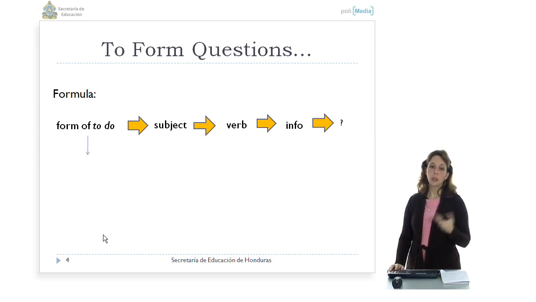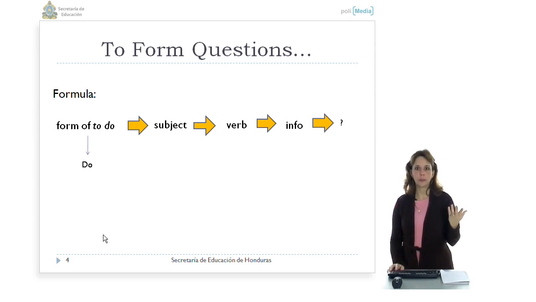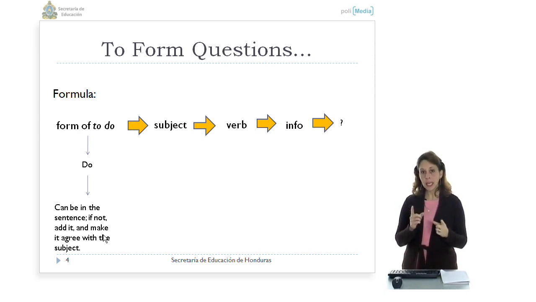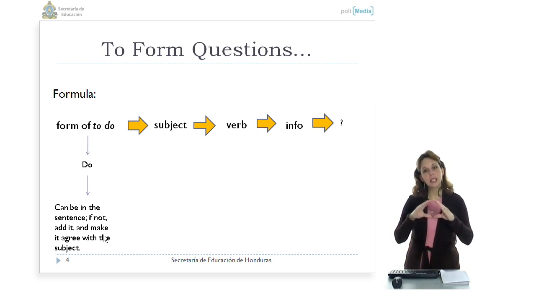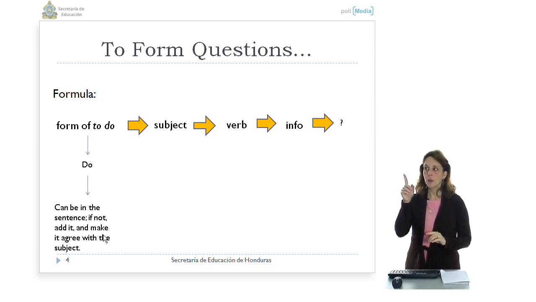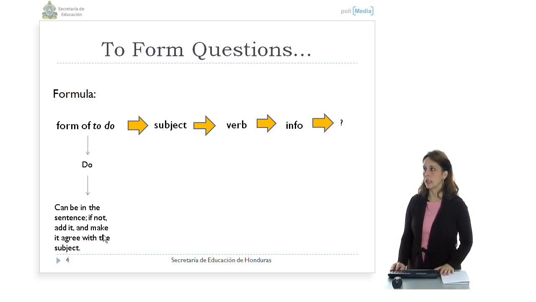Now, a form of to do, for example, the word do. Notice, it can be in the sentence. For example, if you are using a sentence and you want to form a question from it, the verb to do might already be in the sentence. If it's not, you have to add it and make it agree with the subject. We'll look at that in a minute.